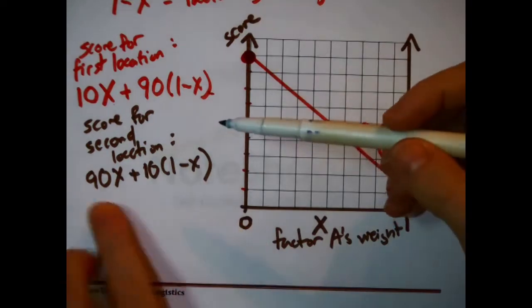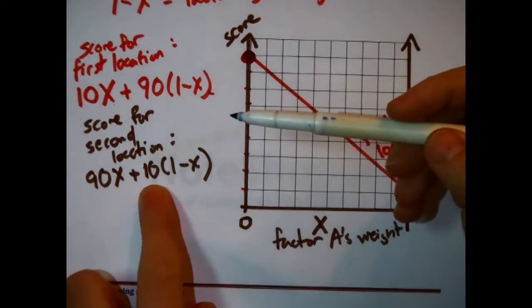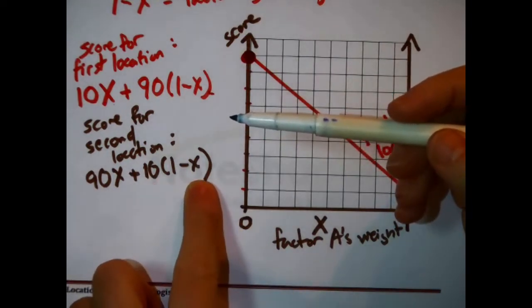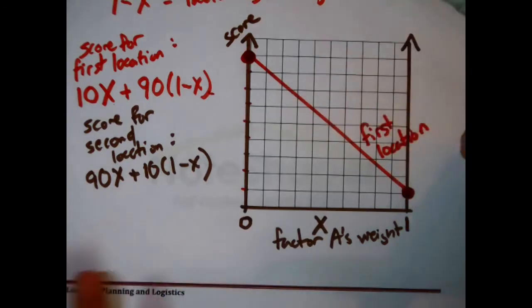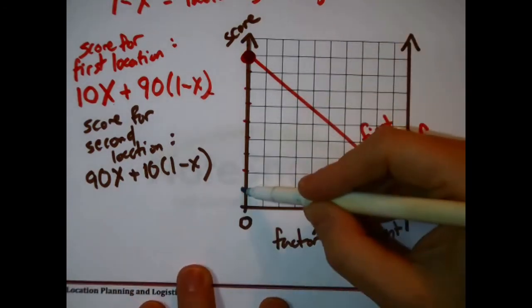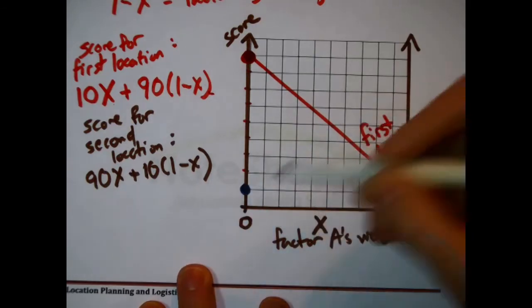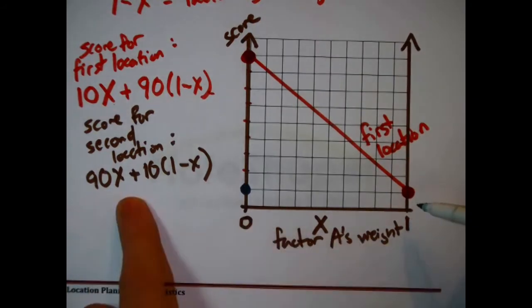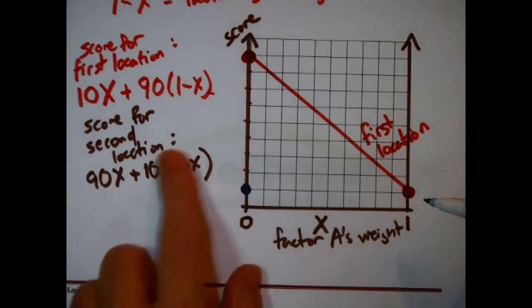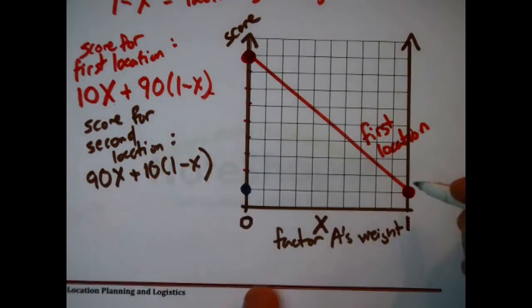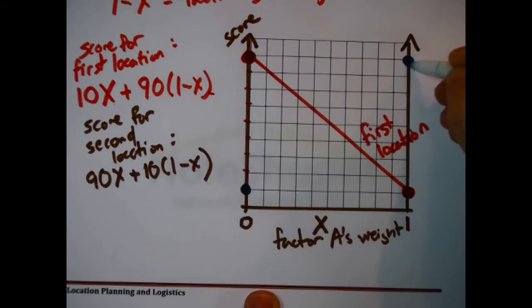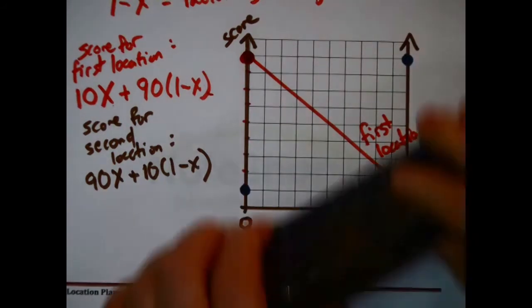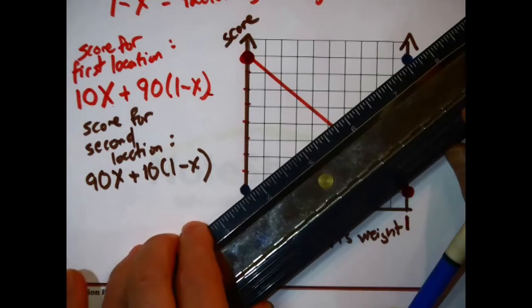Well, it'd be 90 times 0 plus 10 times 1 minus 0, or it'd be 10. It would score 10. The second location would score 10 if there was no weight on factor A. And then, what if all the weight was on factor A? What if x equals 1? Well, then it would be 90 times 1 plus 10 times 1 minus 1. That would disappear right there, right? It would be 90. All right, if I have found 2 points on a line, I have found that line. I just need to connect them.